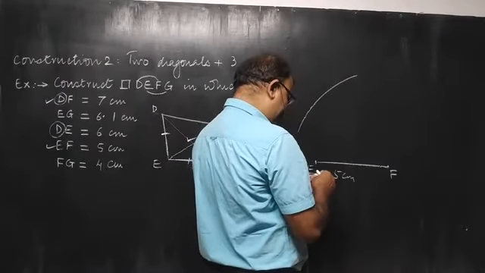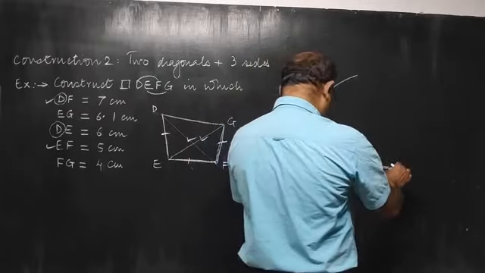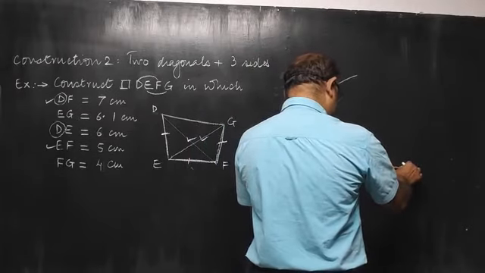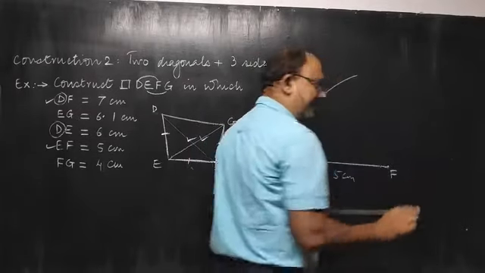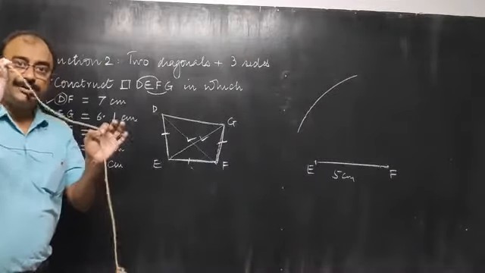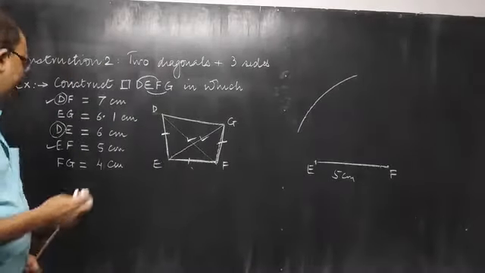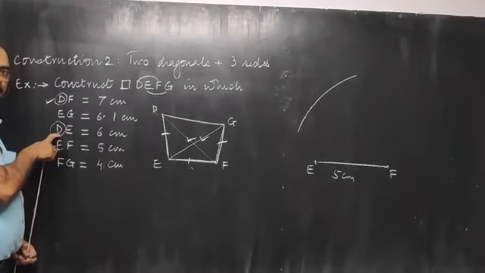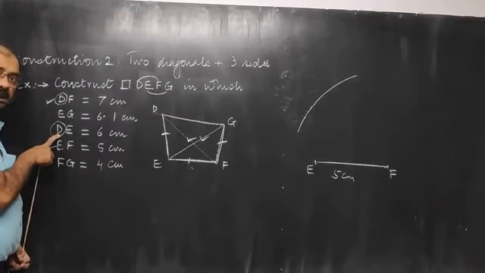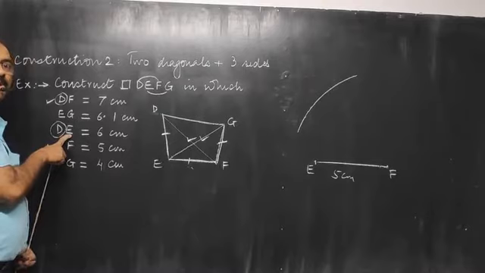This distance is 5, so 6 will be slightly longer. So this is 5, 6 is, let us say, this much. Okay. Then, again, where should we keep the rounder? Other than the target point. Target point is D. So I should keep my rounder on E.